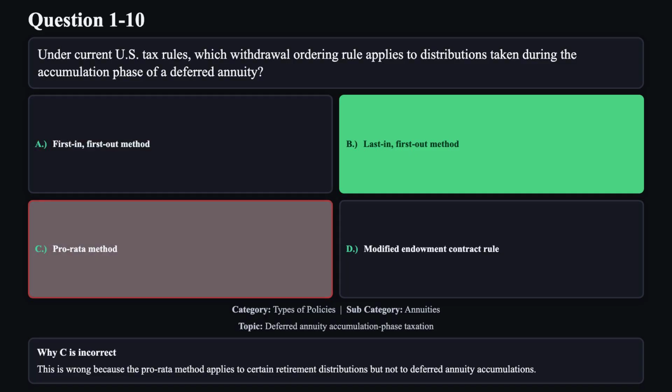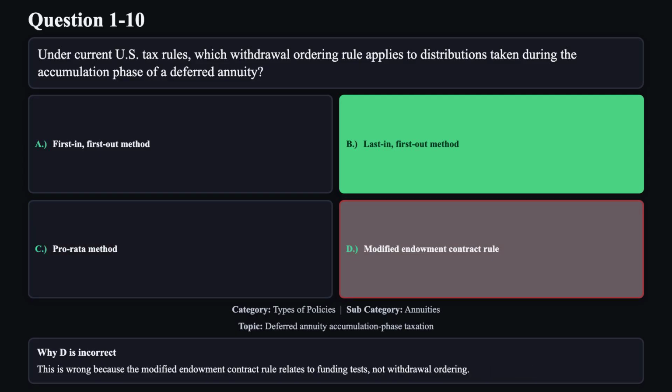Reason C is not correct. This is wrong because the pro rata method applies to certain retirement distributions, but not to deferred annuity accumulations. Reason D is not correct. This is wrong because the modified endowment contract rule relates to funding tests, not withdrawal ordering.